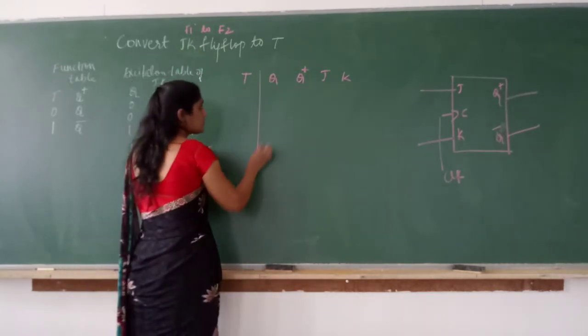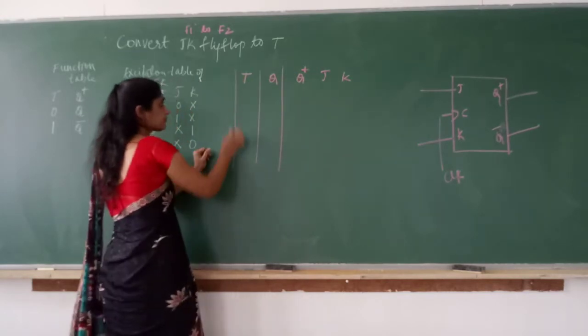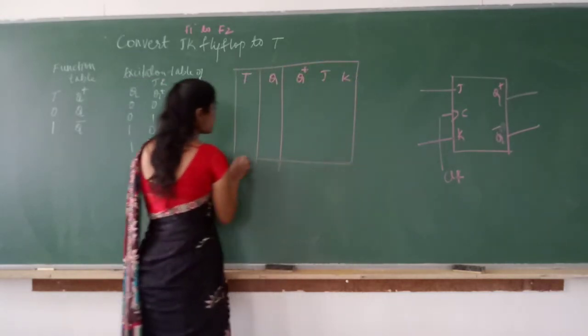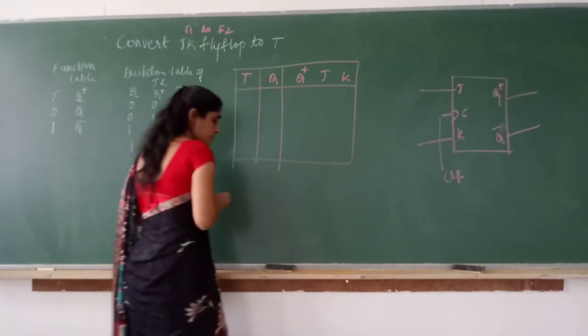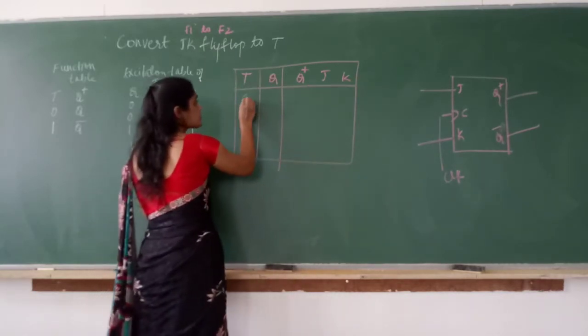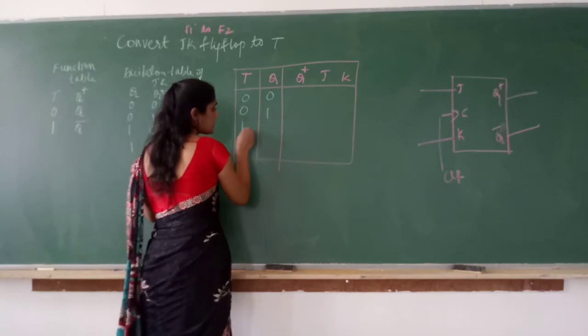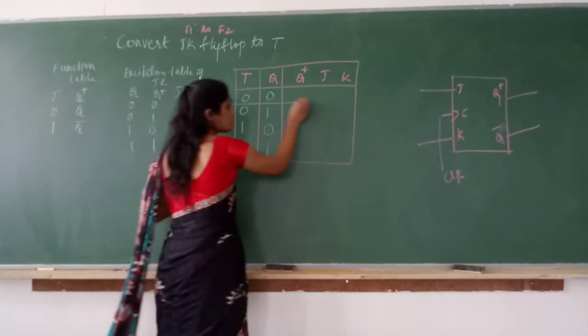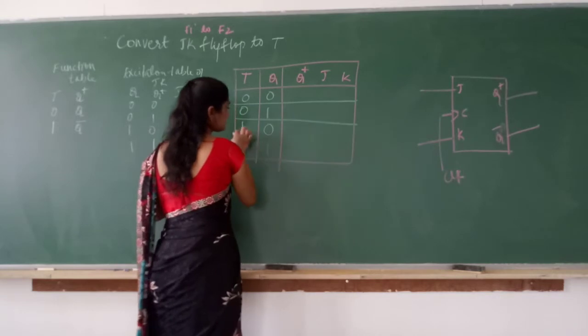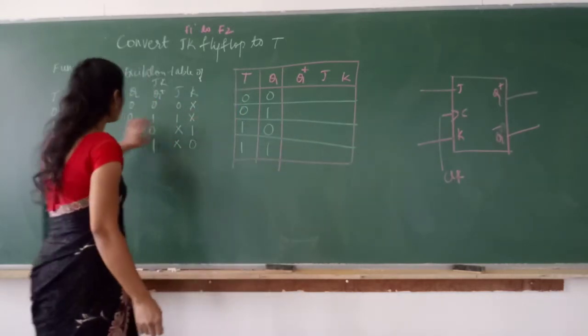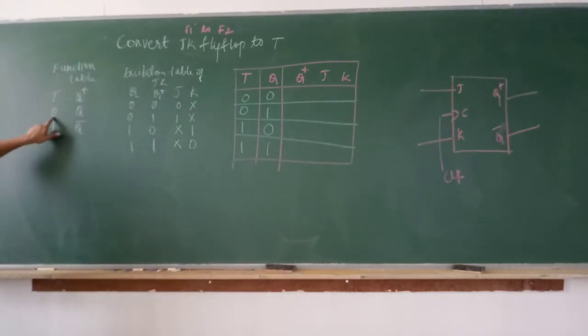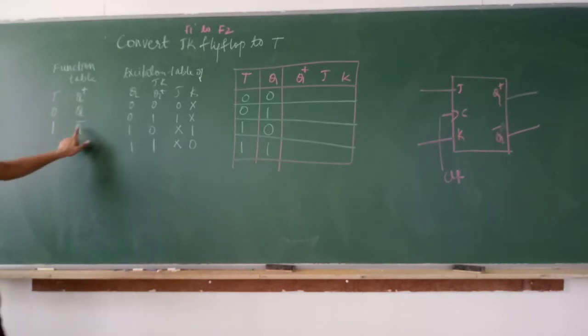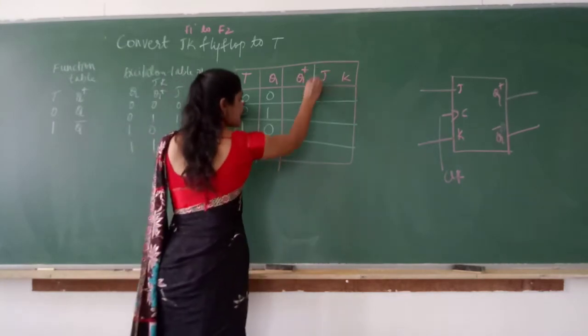Now the inputs to the excitation table are T and Q. So write TQ. How many do we have? 2. So 0 0, 0 1, 1 0, 1 1. Now look at the function table of T flip-flop. If T is 0, what is Q plus? Q, which means the same as the previous state. If T is 1, what is the next state? The complement of the previous state.